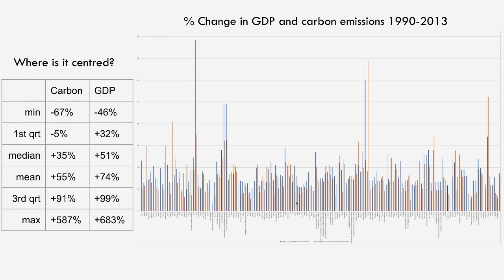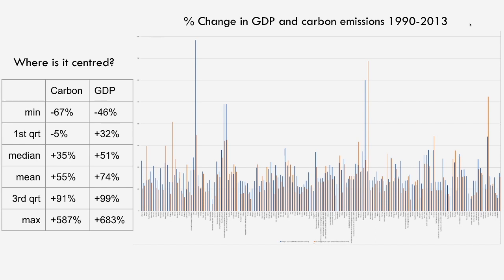The third quartiles, they're actually kind of similar, right? So the third quartile of GDP is about 100%, so about a doubling over this period, and the third quartile of carbon emissions is 91%. So what we're looking at here is that there is at least 25% of the countries in this data set that grew at least 90% from 1990 to 2013. And then if you look at our maximums, they're absurdly high.